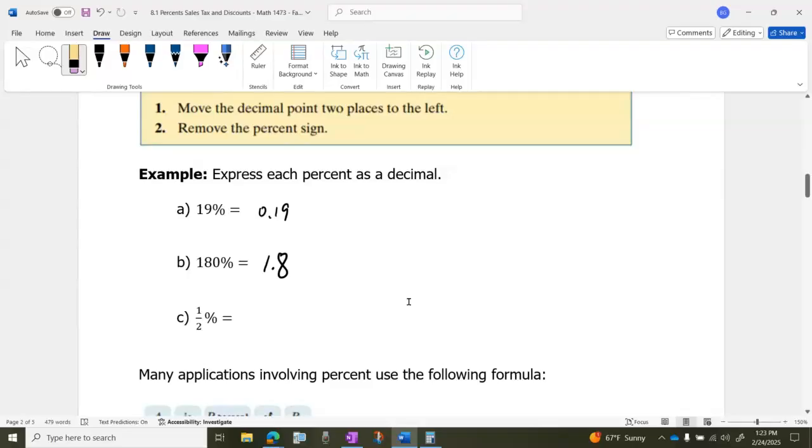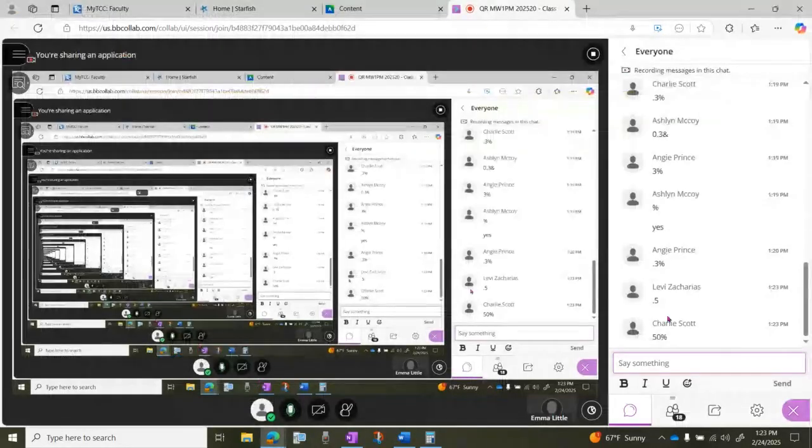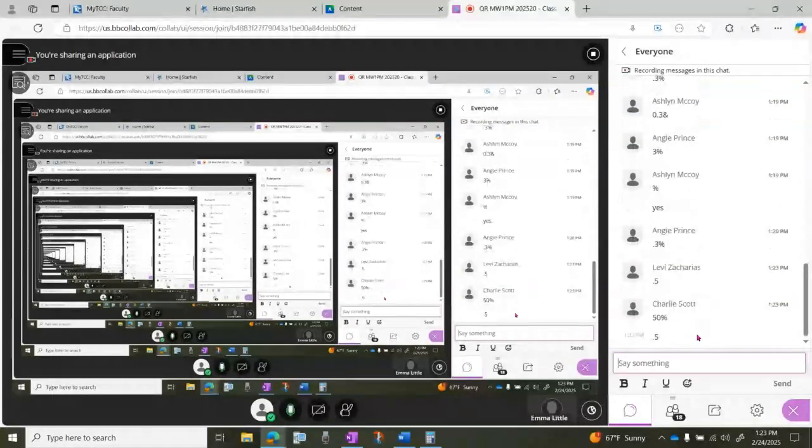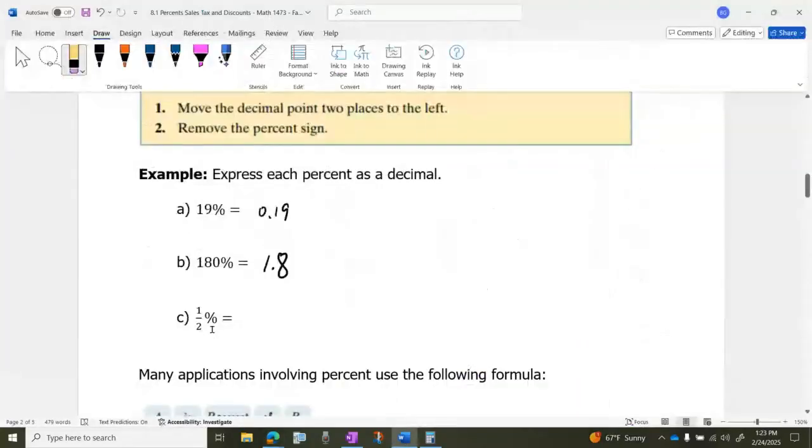Half percent. How do you handle half percent? Do not rush. A lot of the time we need to use common sense. What is 50%? 50% is half. 0.5 also means half, but you're converting half percent. You're not converting half, you're converting half percent.